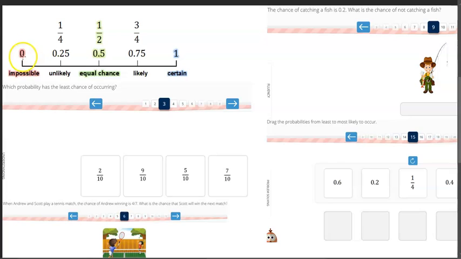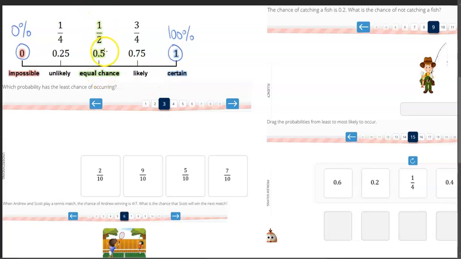If something were to not happen at all, it's deemed impossible, and this has a numerical amount of 0. On the other end of the spectrum, where something is certain, it's certainly going to happen, it's considered as a 1. Just a little sideline, this can also be written as a percentage. This is 0%, and this here is 100%. And then you have the things that are in between.